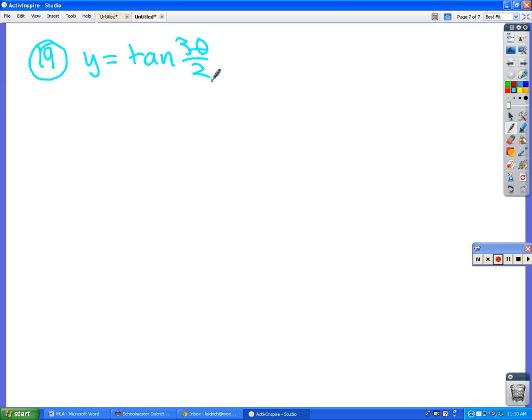So if I have the tangent of 3 halves theta, then my period is going to be pi over 3 halves, which means I have to invert and multiply, so it's going to be 2 pi over 3. So that's the first part of the question. How did you get pi over 4? Because this right here is 3 over 2, and it's always going to be pi over that, whatever this is. So that's the period.